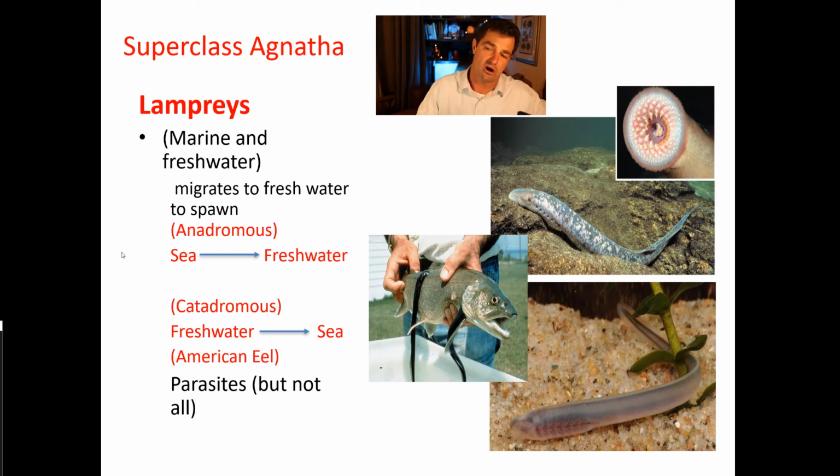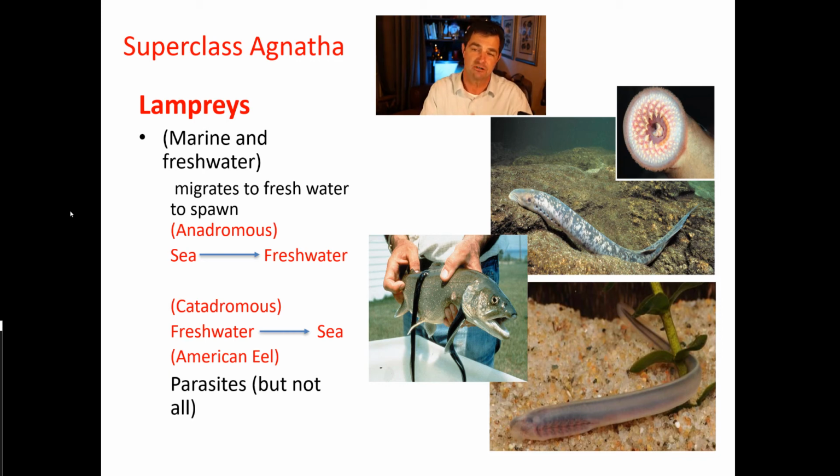The second are what are called lampreys. These are marine and sometimes freshwater, and sometimes they migrate between them. A fish that does that is called anadromous, that is an adult in the sea but migrates to freshwater to spawn and lay eggs, of which there are several kinds of fish that do that. There's other fish that are catadromous that go the other way. They are freshwater fish as an adult, and then they migrate to the sea in order to lay eggs and spawn. An American eel is an example of that, which is not an Acrotha. It's a bony fish, which we'll talk about later.